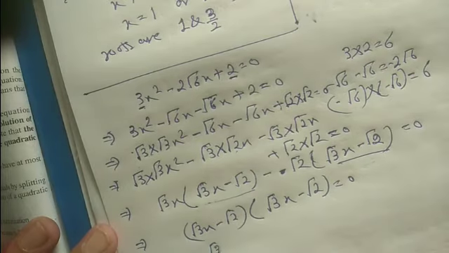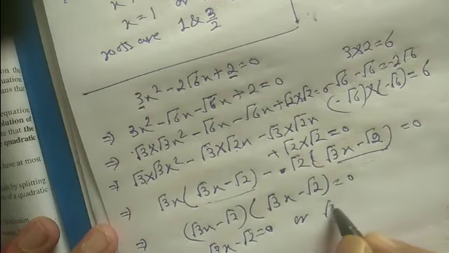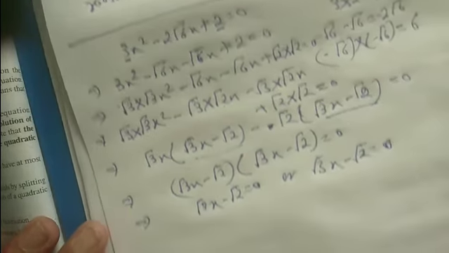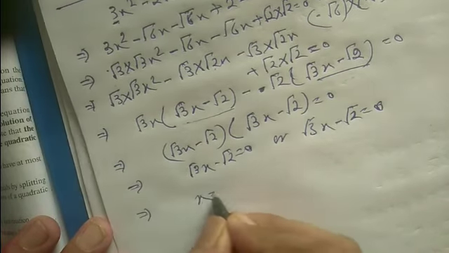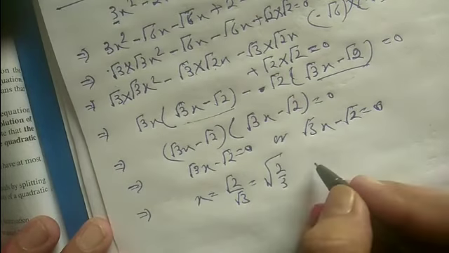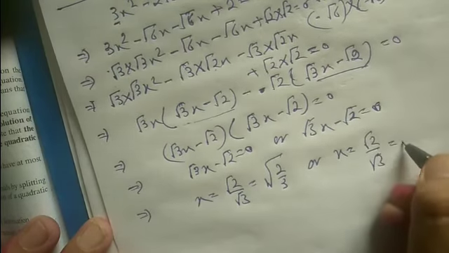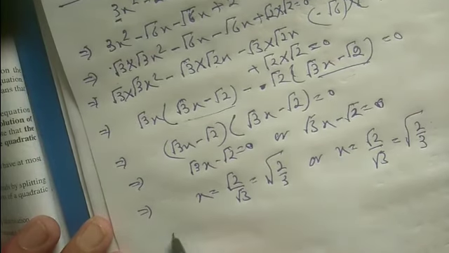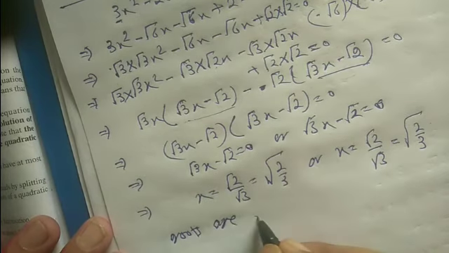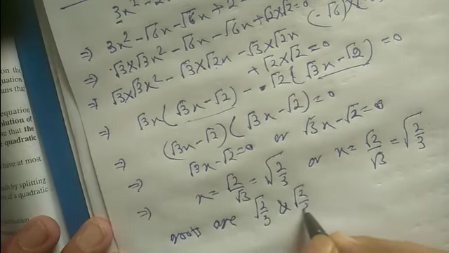So either root 3x minus root 2 is equal to 0, or root 3x minus root 2 is equal to 0. On solving this, we get x is equal to root 2 upon root 3, which can be written as root 2 by 3 under the whole root. Same here, x is equal to root 2 upon root 3, that is root 2 by 3 under the whole root. So the roots of the given quadratic equation are root 2 by 3 and root 2 by 3.